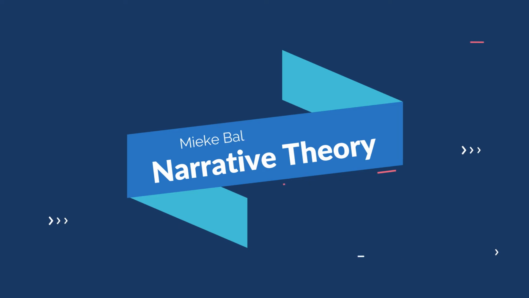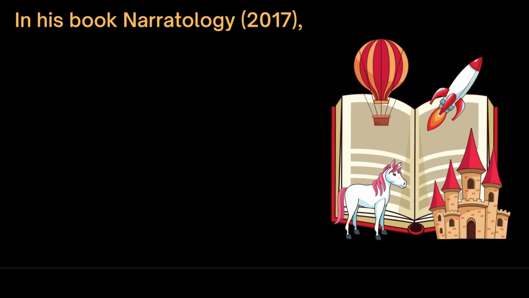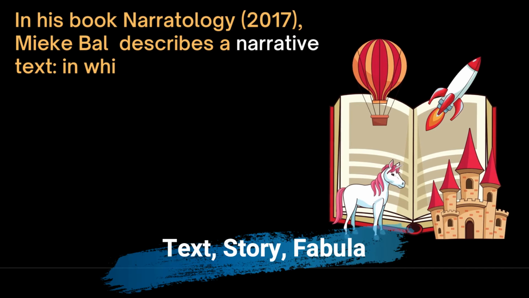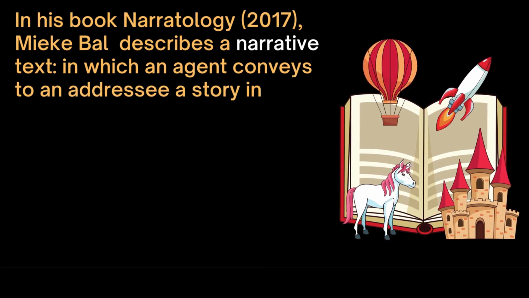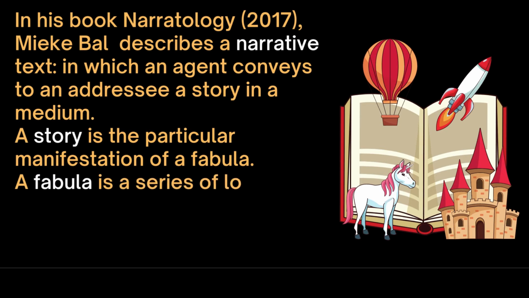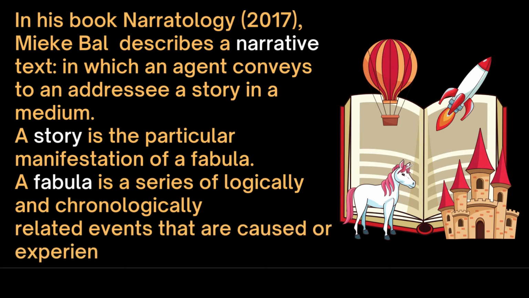We'll now discuss some elements of narrative theory. In his book Narratology, Mieke Bal describes a narrative text in which an agent conveys to an addressee a story in the medium. A story is a particular manifestation of a fabula. A fabula is a series of logically and chronologically related events that are caused or experienced by actors.